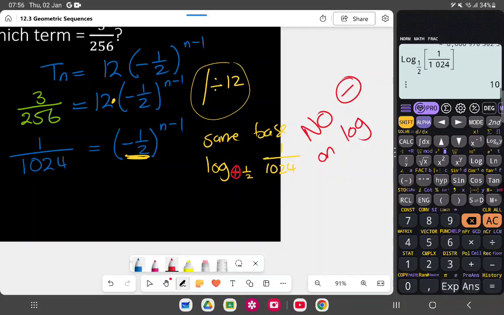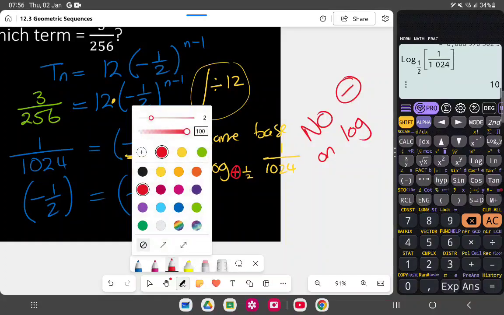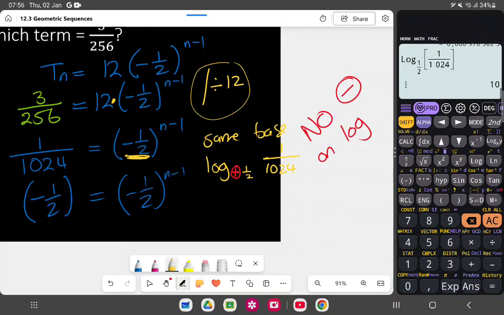This means that on my left-hand side, I can now write the same base. Remember, we wanted the same base, right? So my base is going to be bracket minus a half is equal to bracket minus a half to the n minus 1. What's different now is that I can now write this exponent, because this is equal to 10. So that's equal to 10.